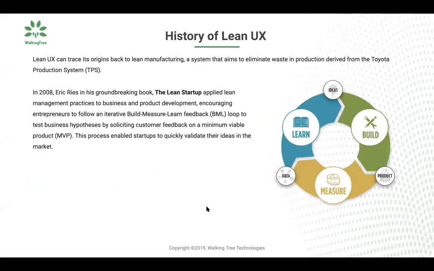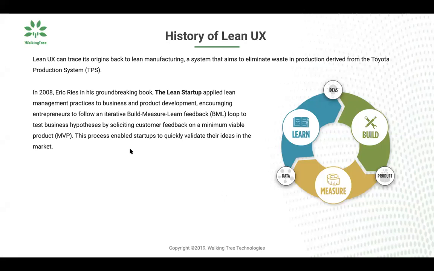What is lean UX? Lean UX can trace its origins back to lean manufacturing, which was defined by Toyota as a part of its Toyota Production System, TPS. The main goal behind lean manufacturing is to eliminate waste in the production line. That's when the Kanban and the Kaizen models also came into existence because of the TPS model.